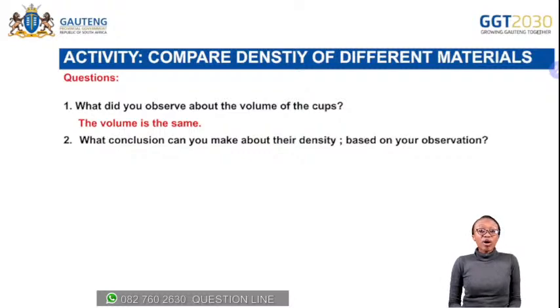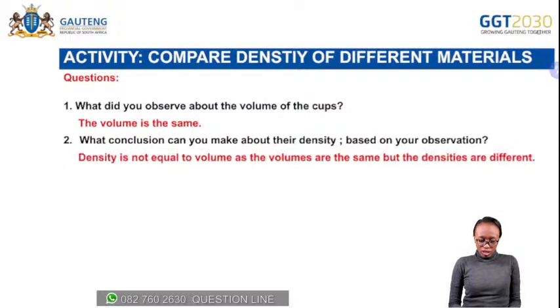Remember, volume is the amount of space occupied by an object. So by filling up the cups to the same level, I made sure that the volume of the materials is actually the same. So that is how I controlled the volume of the objects inside the cup. And secondly, what conclusion can you make about their density based on your observation?